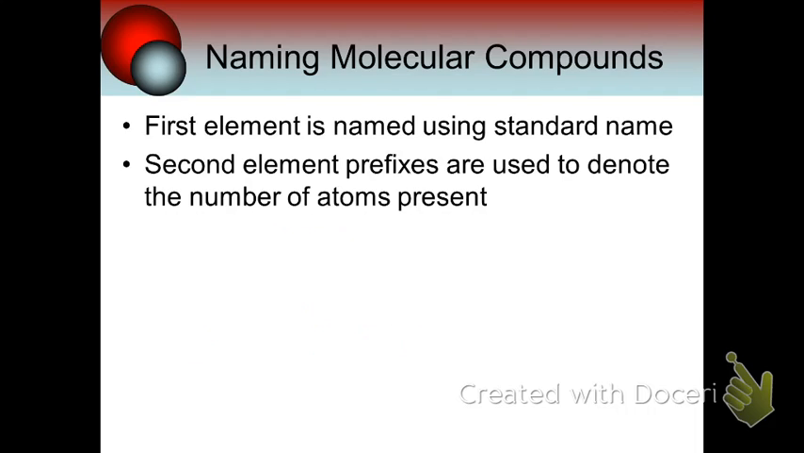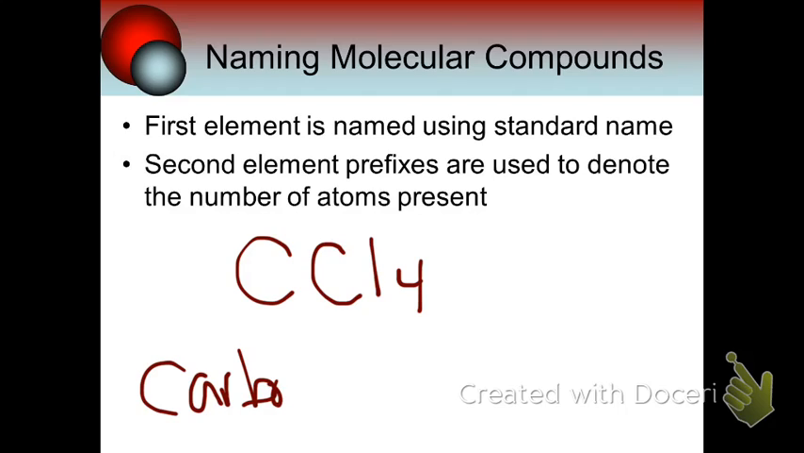Now let's go to the next rule. For the second element, prefixes are used to denote the number of atoms present. So in our example of CCl4, we're going to have carbon, then some kind of prefix, and then the Cl at the end. Some kind of prefix that denotes 4. Can anyone give me a prefix that denotes 4? Quad, that would be wrong. Tetra, yeah, it would be tetra.